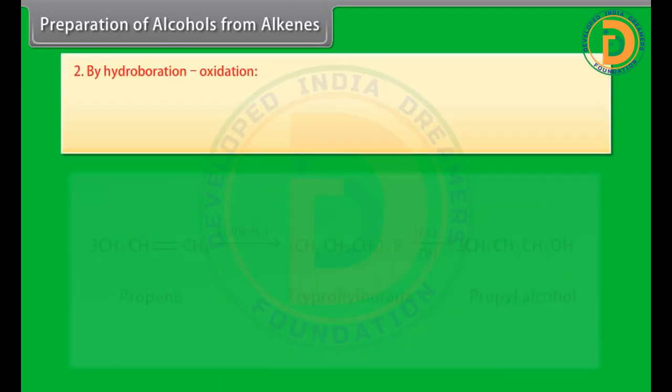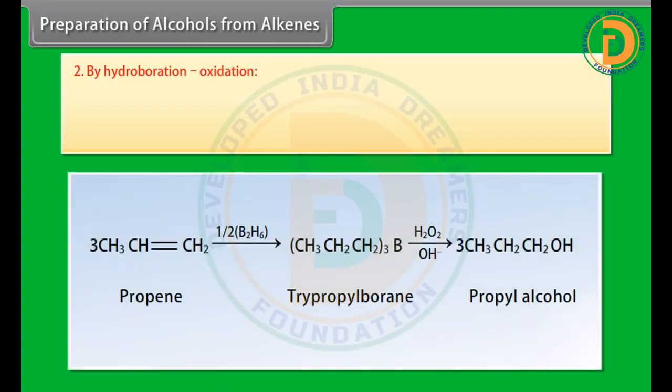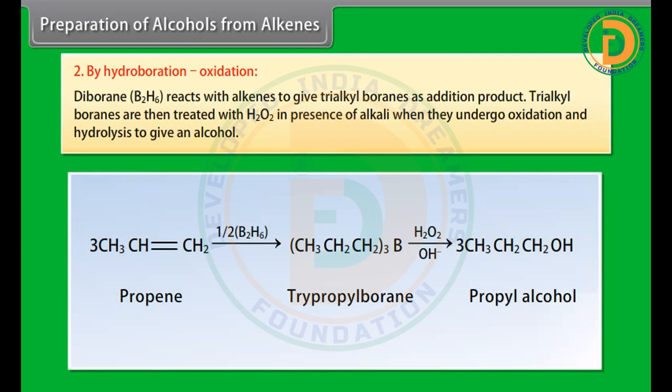Preparation of alcohol from alkenes by hydroboration oxidation. Diborane reacts with alkenes to give trialkyl boranes as addition product. Trialkyl boranes are then treated with hydrogen peroxide in presence of alkali, when they undergo oxidation and hydrolysis to give an alcohol.